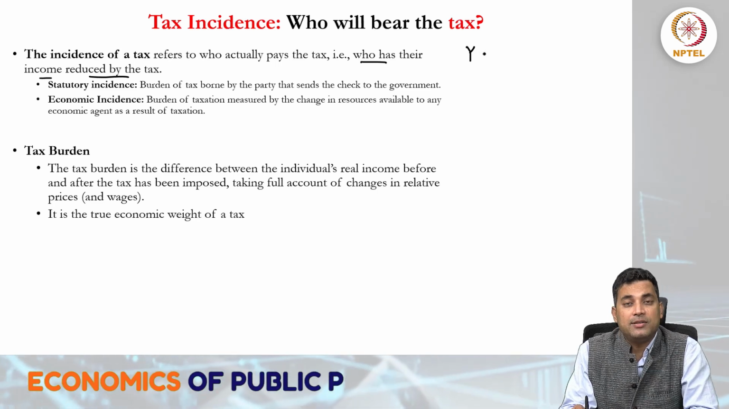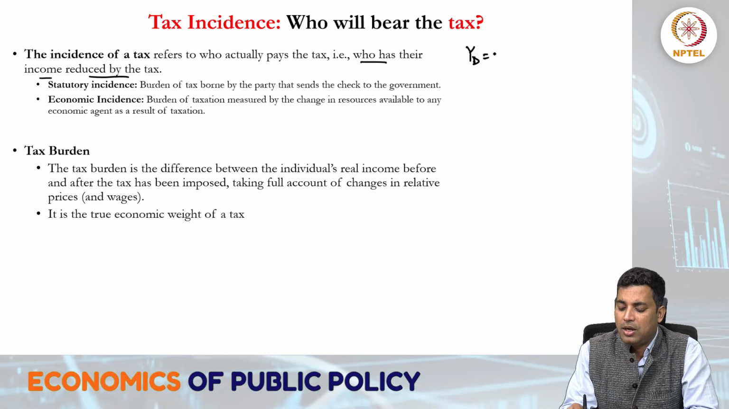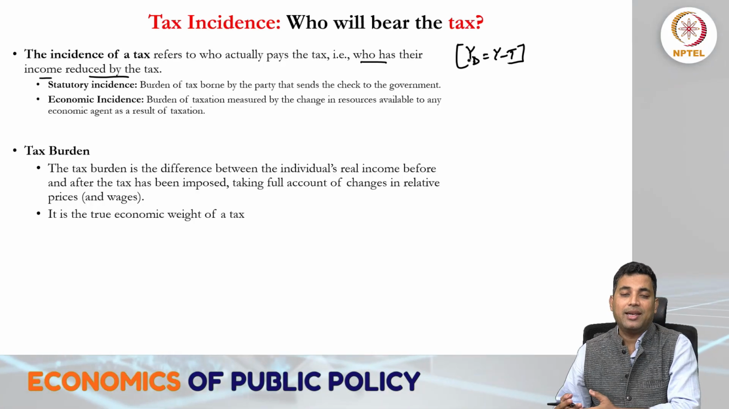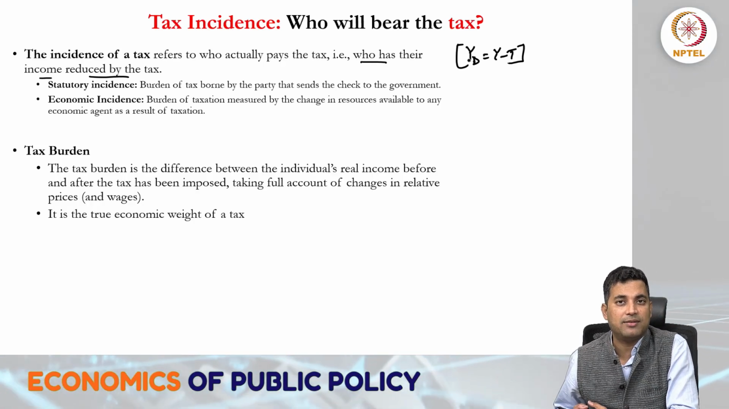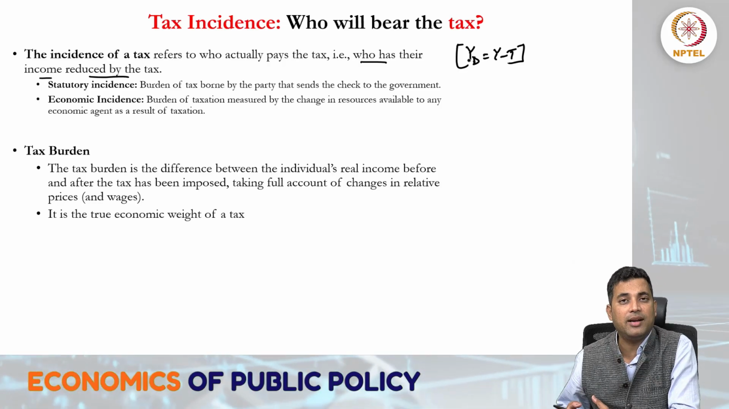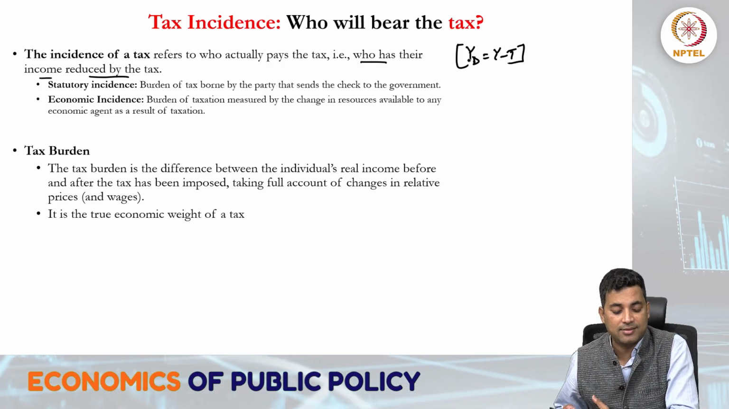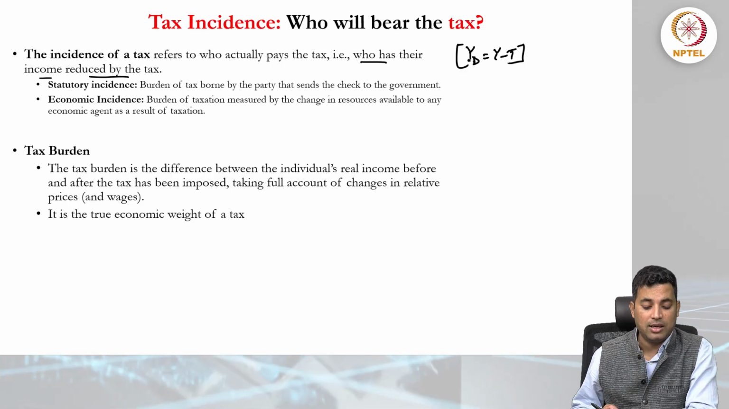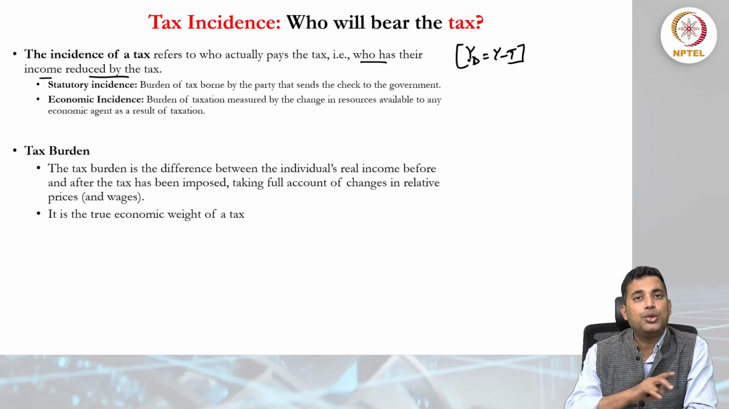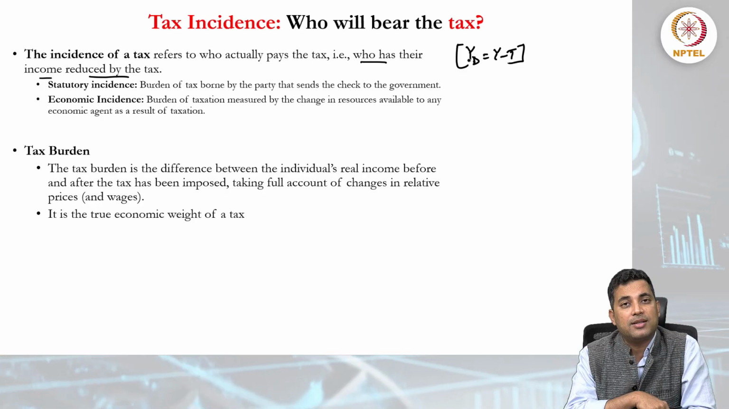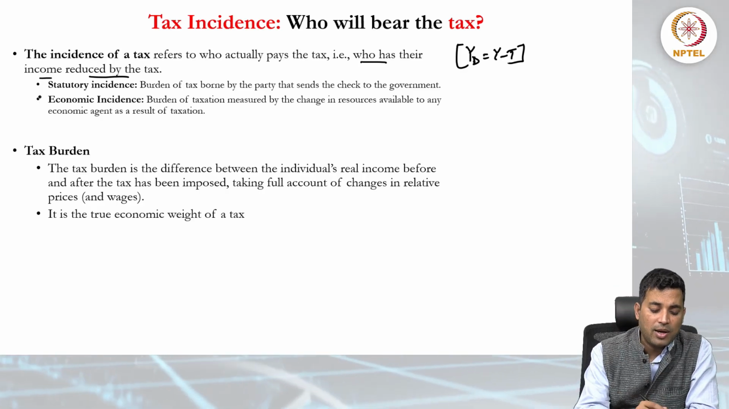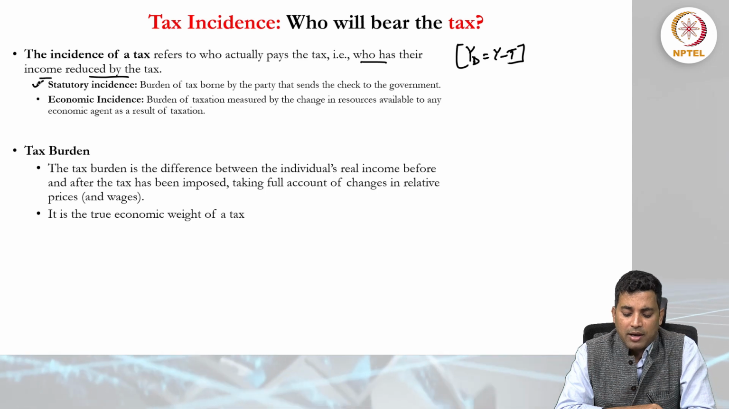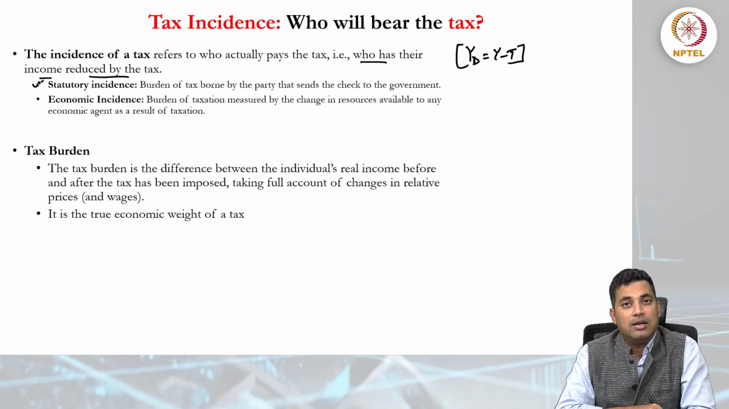So when we are talking about disposable income, we are talking about total income minus total tax. Once we get that, one can refer to it as net income. When we get the net income after deducting the taxes, that is the burden of the incidence of the tax that we are talking about. There are two ways in which we can understand the incidence of a tax. One is statutory incidence, the burden of tax borne by the party that sends the check to the government.